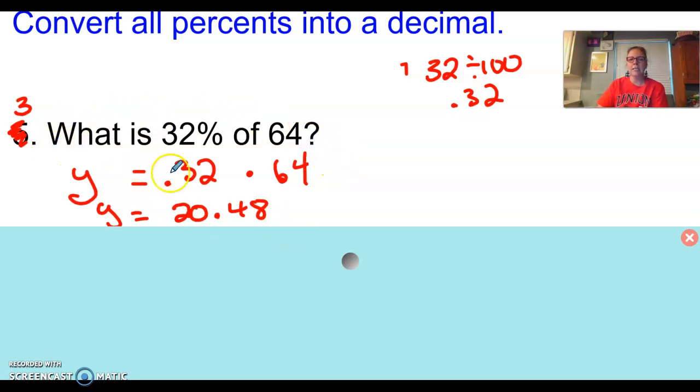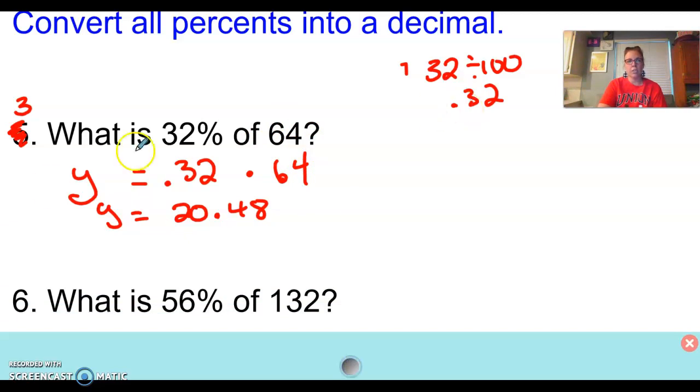20.48. And you always want to ask, does it make sense? So 32% is less than half. So your answer should be less than half of 64, which would be 32 is half.